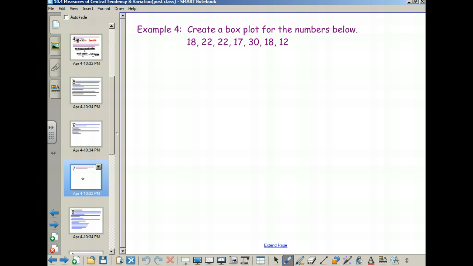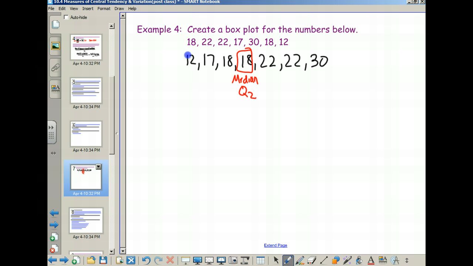So the first thing we need to do, and we've seen this data set before, is to put the numbers in order from smallest to greatest. Somebody tell me what those numbers are in smallest to greatest. Luckily, there's an odd number of values here, which we encountered last time, so it's easy to find the median. That is, there's only one middle value. And what is my middle value? 18. So this is my median, aka Q2.